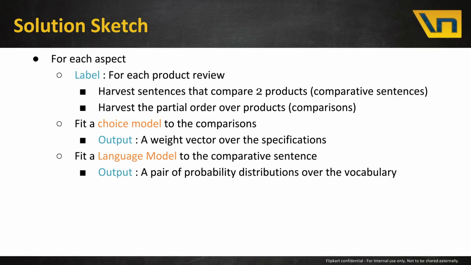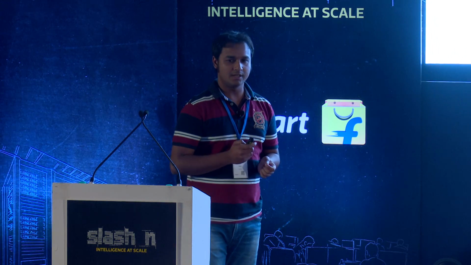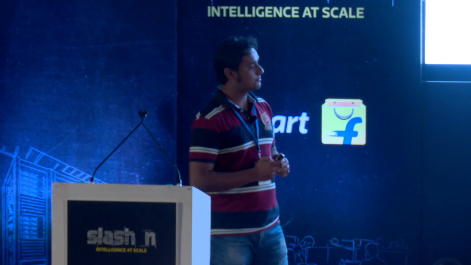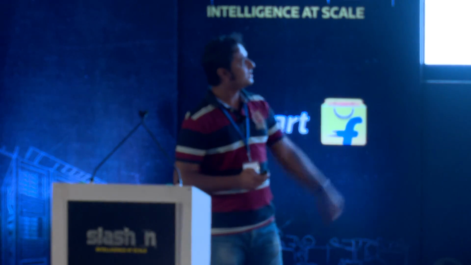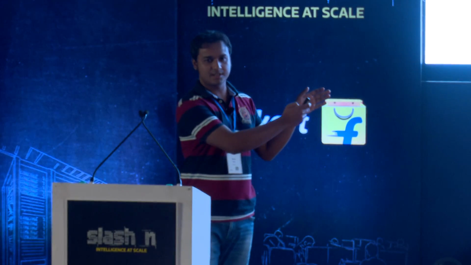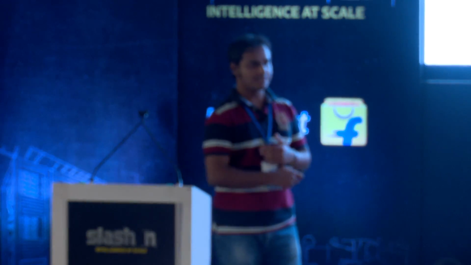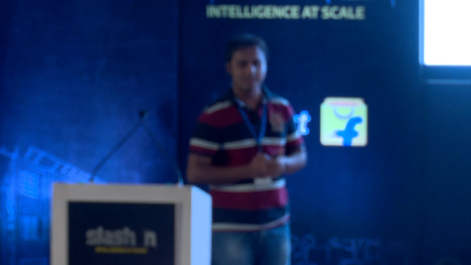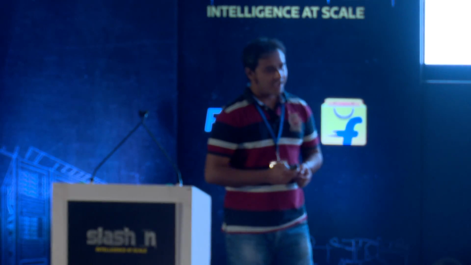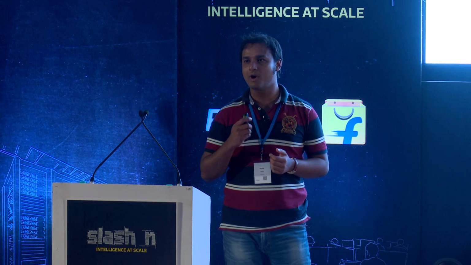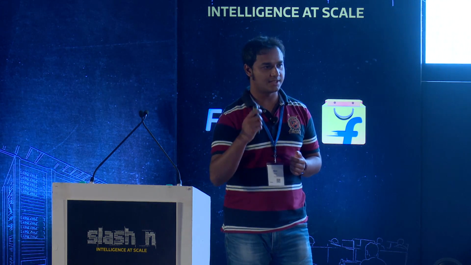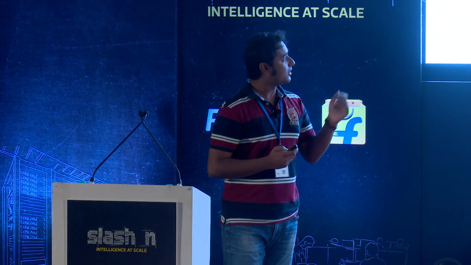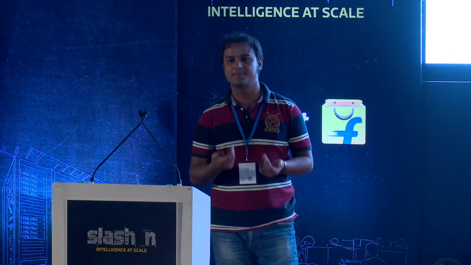Then there are two pieces of machine learning models that you need to fit to this data. The first one is a choice model. It relies on the comparisons that you have harvested while labeling. So it has access to a lot of ranking data, whatever was written in the comparative sentences. And it tries to find out why someone who had written those sentences favors those cameras, and it looks for an explanation in the product specification.